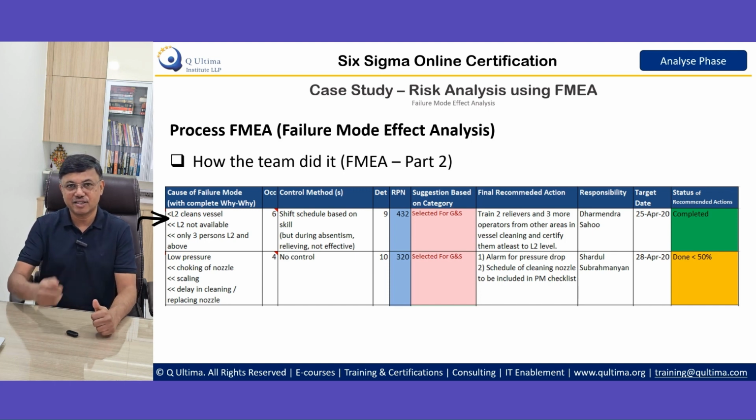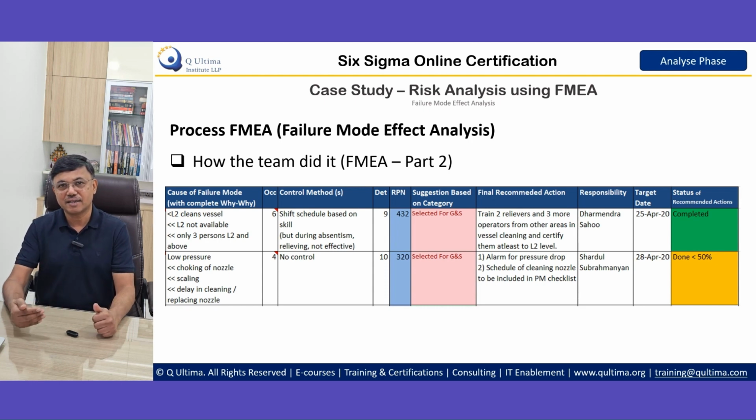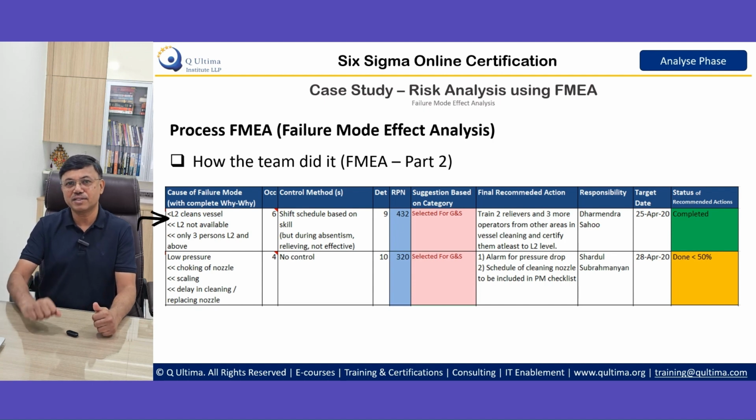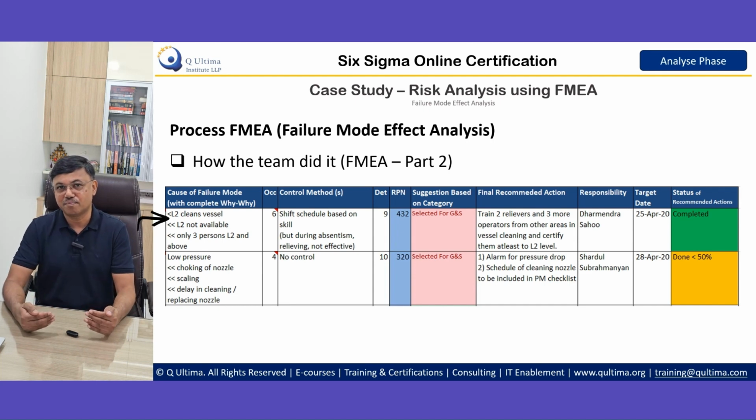And in this case of low skill, the team identified the cause was that a low skill person was deployed because the person of required skill was not available during absenteeism. Why is the skilled person not available during absenteeism? Because only 3% are trained in this, and therefore this happens every time a reliever has to come, and the occurrence rating of 6 is given because this is happening very often.